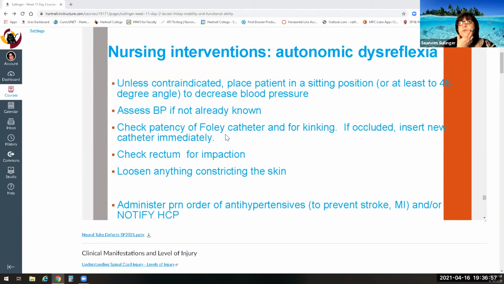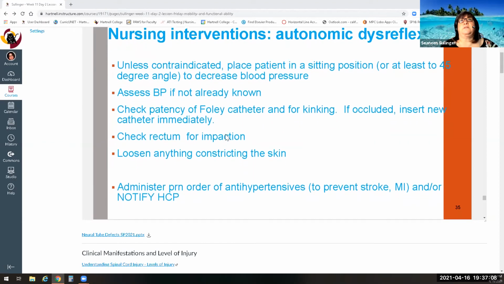If it's a newer injury and they don't really know what's happening, if they're on a monitor, you're going to see the blood pressure start to go up and up and up. And you might see the flushing in their face, those types of things.